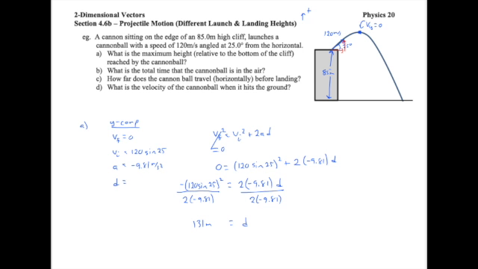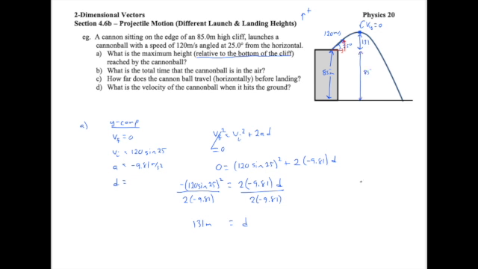Now do watch carefully for what it's relative to. We can measure the height relative to our starting point, or in this case the bottom of the cliff, so make sure you're reading carefully. This one here we're looking for relative to the bottom of the cliff, so what we found is this value over here from our starting point to where we finished. But what we're looking for then is this whole value, so I'm going to have to add the 85.